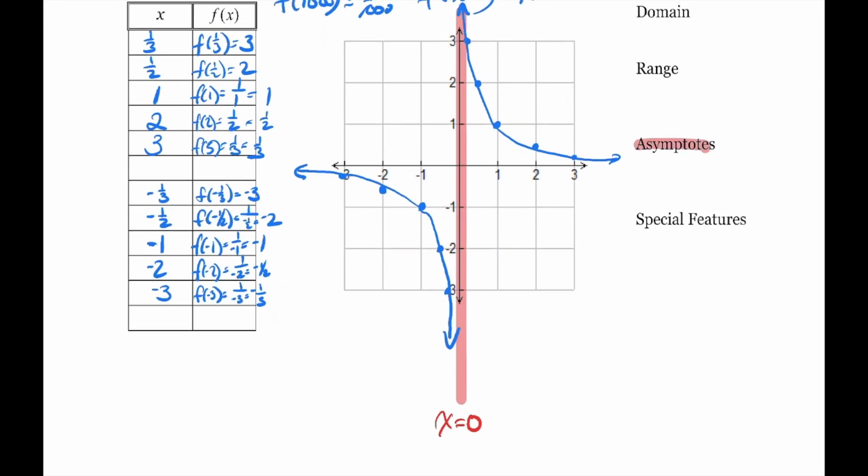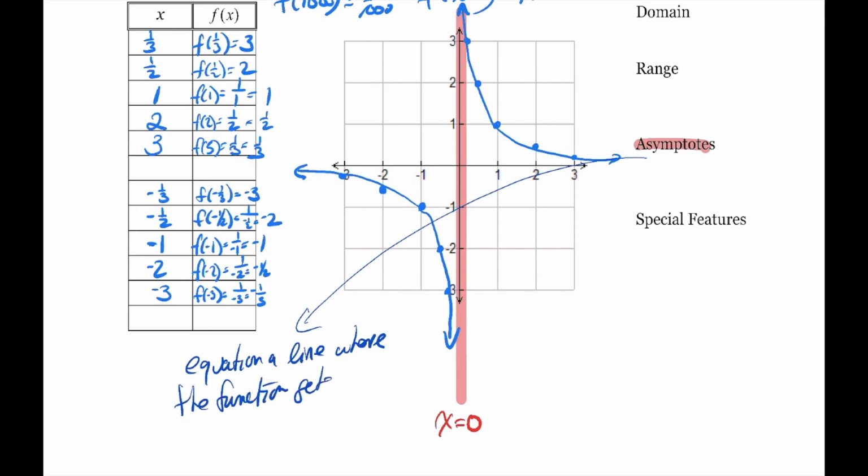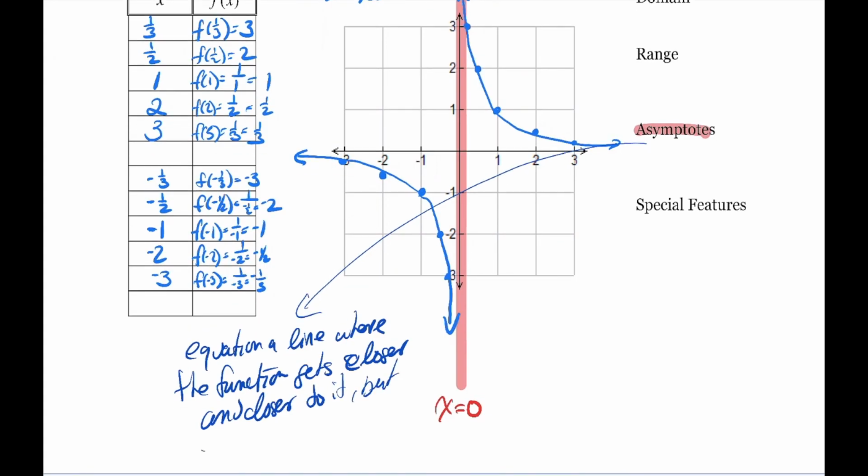So the definition of an asymptote is the equation of a line where the function gets closer and closer to it, but never touches it. It really never reaches it in terms of a numerical answer.